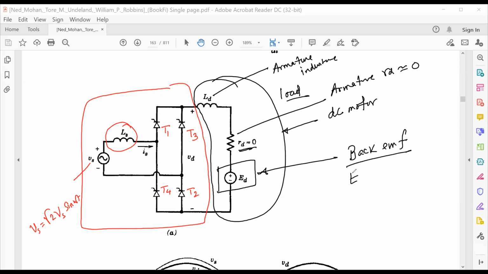This back EMF ED is K phi omega, where K is the back EMF constant, phi is the flux density, and omega is the speed. If this omega is 0, then your back EMF will be 0. At the starting, this back EMF is 0, so this motor draws a lot of starting current, maybe 7 to 10 times the rated current of the motor. Do you know it?